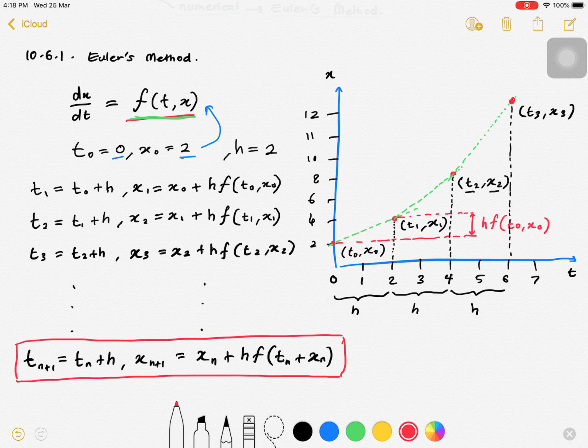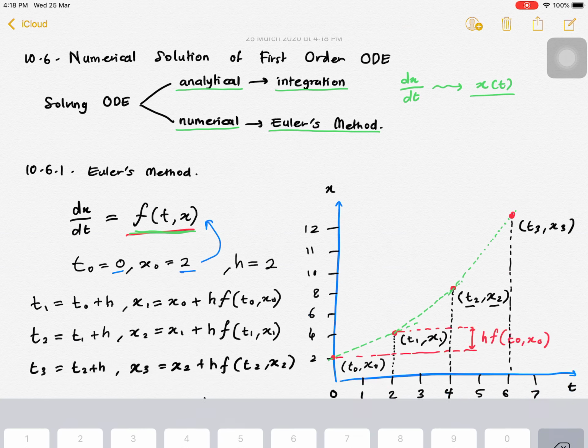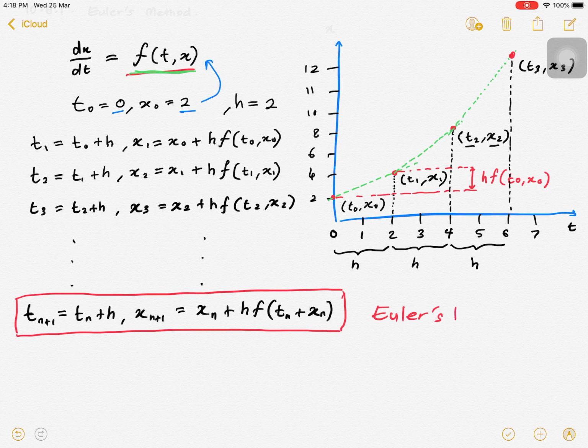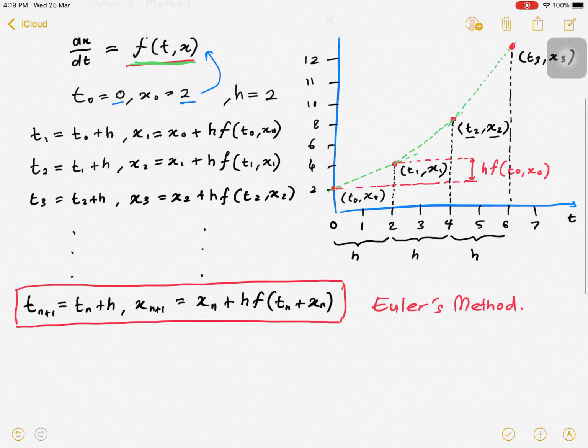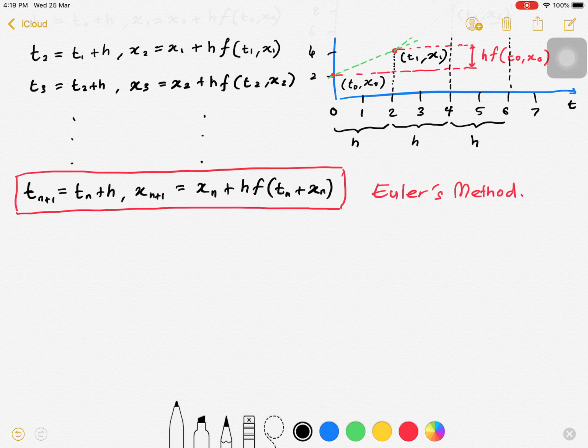So this is the Euler method, or Euler's method. Okay, hopefully you understand that. So there you go. And now I want you to understand what is the effect of the h, which is the time step.